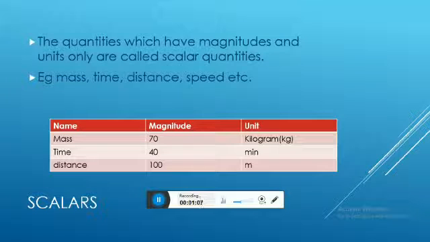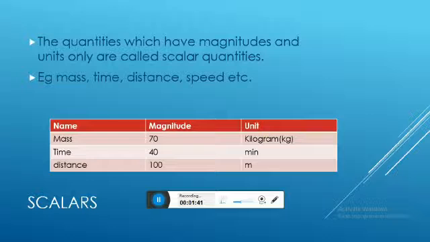If we look at the table, mass, let's suppose I say my mass is 70 kilograms. It means 70 is the magnitude of my mass and kilogram is the unit of my mass. So it has no direction. You can ask me a question, sir, what is the direction of your mass? The answer would be no, there is no direction of mass. So that's why it's a scalar quantity.